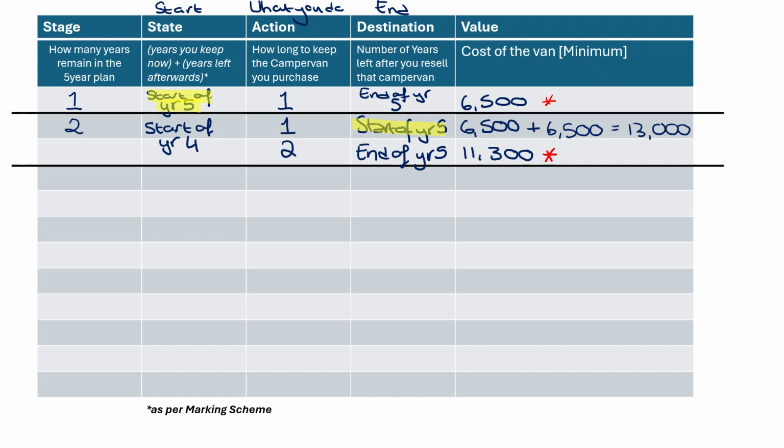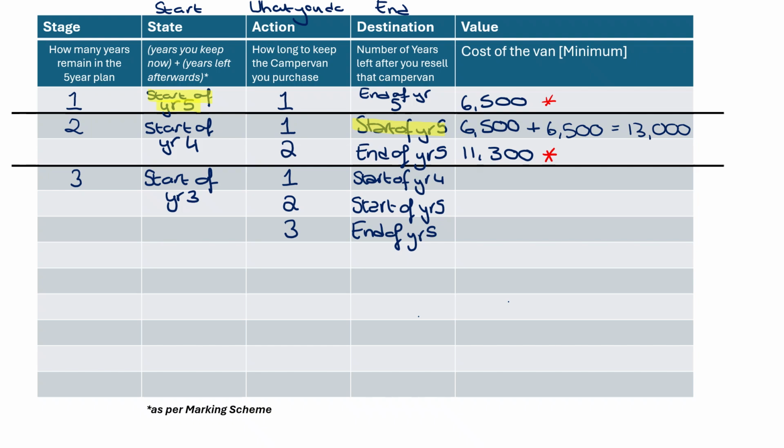I then move into stage 3. Stage 3 is the start of year 3. My options are I buy it and keep it for 1 year, I buy it and keep it for 2 years, or I buy it and keep it for 3 years. So where does that bring me up? If I buy it at the start of year 3 and keep it for 1 year, it brings me to the start of year 4. And you can just use numbers here. Because we're doing start and end of years, I prefer to put in those words. This will bring me to the start of year 5, and this will bring me to the end of year 5.